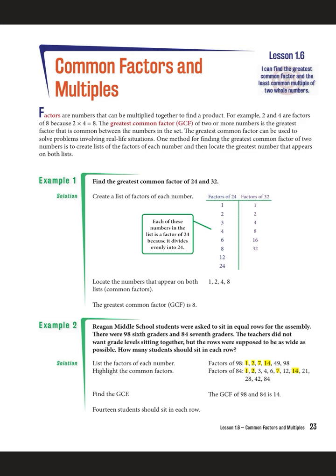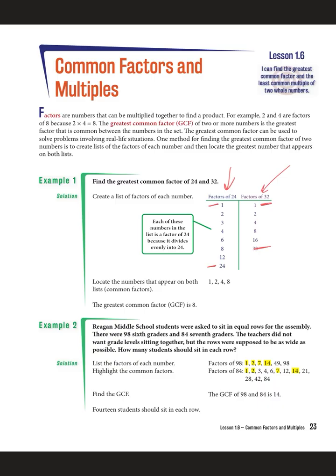So in example number 1 here, it says find the greatest common factor of 24 and 32. In the solution, it says create a list of each number. You'll notice that these are the factors of 24, and all of the factors are listed from the smallest factor to the greatest factor. They do the same thing here with the factors of 32. They start off with the smallest factor and end with the greatest factor.